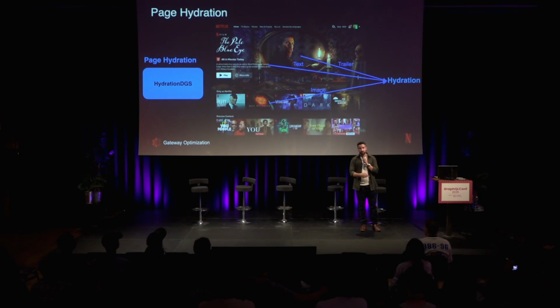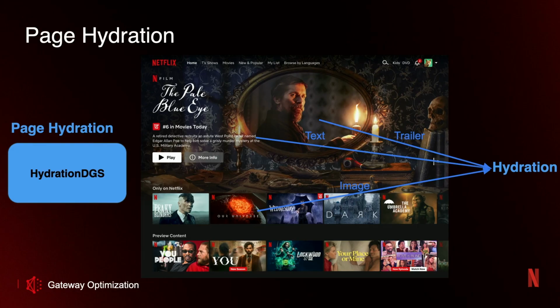So then we have to hydrate the page. This is taking that 2-dimensional list of IDs, that page skeleton, and enriching it with personalized assets. So a trailer maybe for the billboard. There might be some text, some images, some box shots to allow you to click on the particular show.